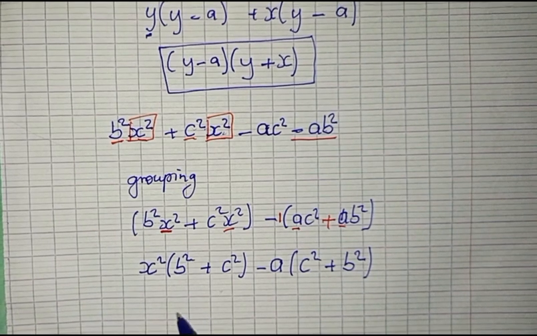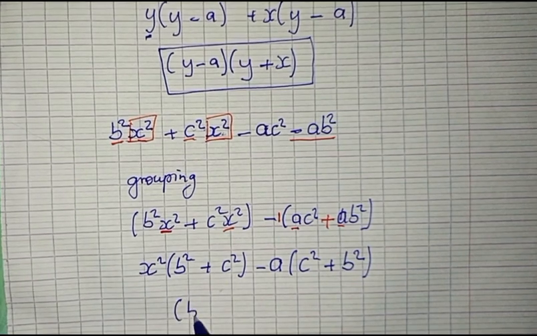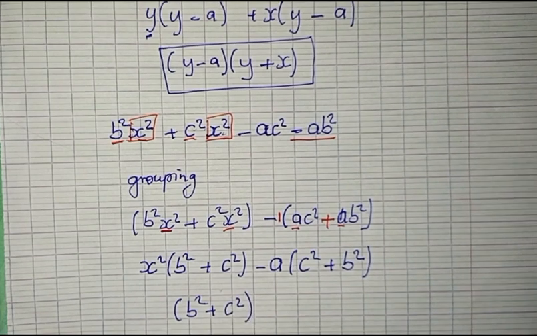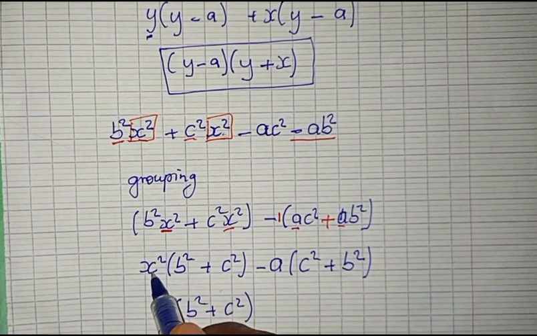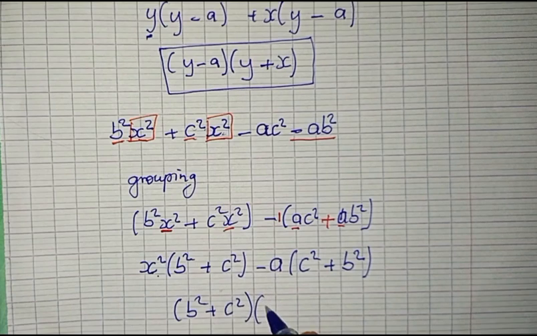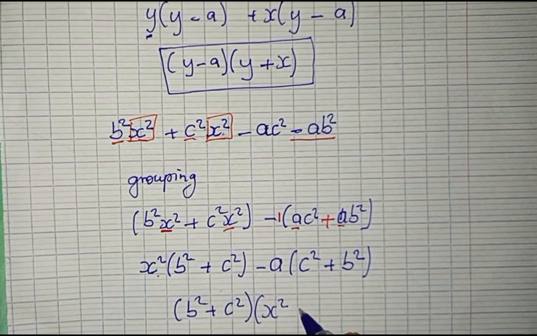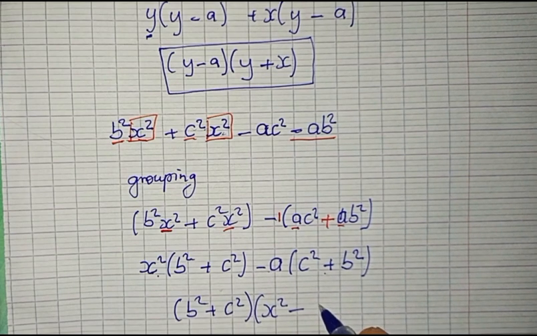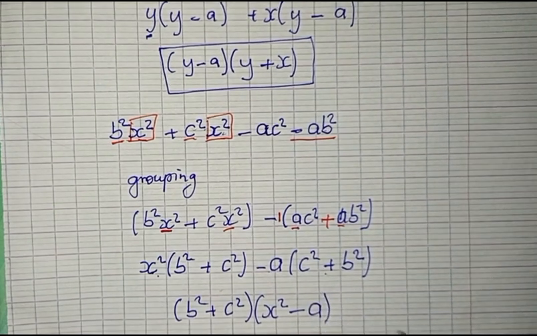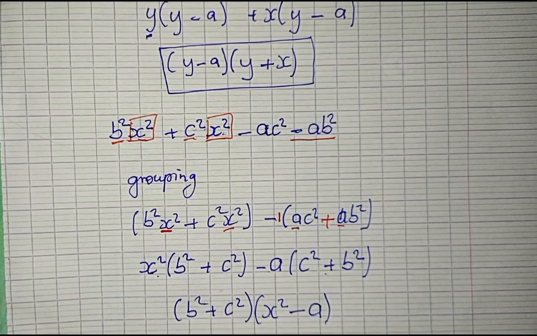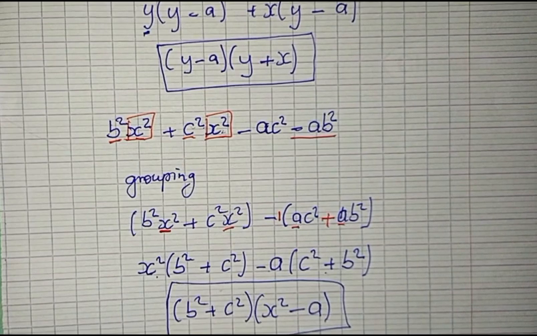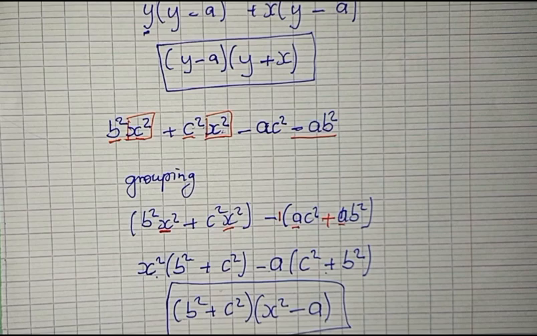So I will write it like this: b squared plus c squared in brackets. Then I take x squared behind the first bracket, and what behind the second bracket? That is negative a. I have finished factorizing my expression. That's how it is done, and with little practice we shall overcome it. Thank you for watching.